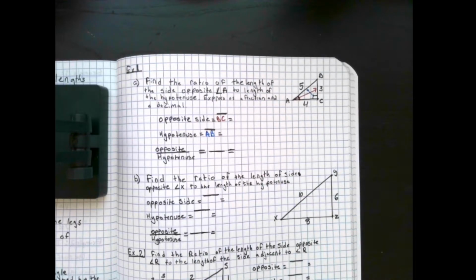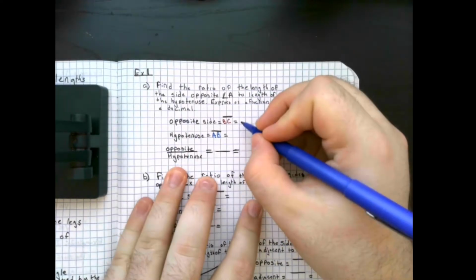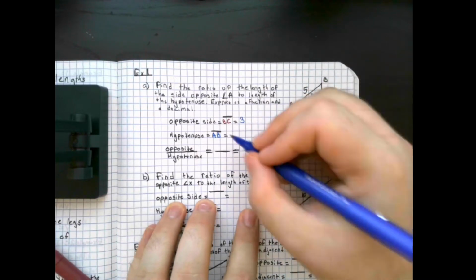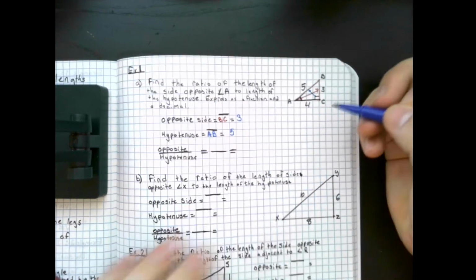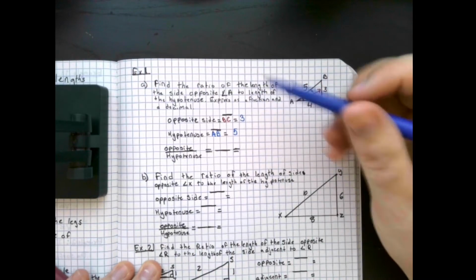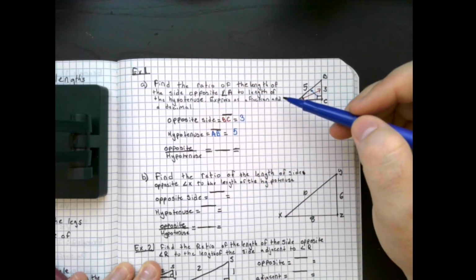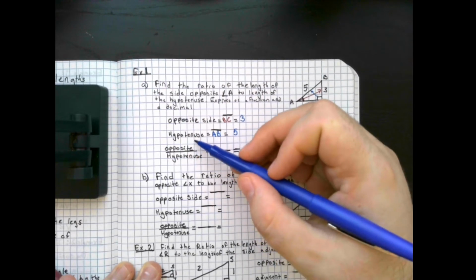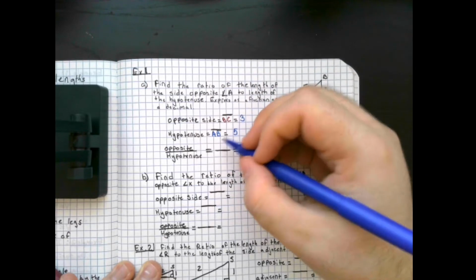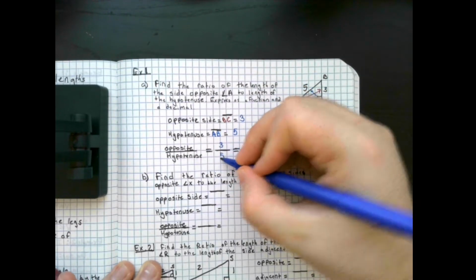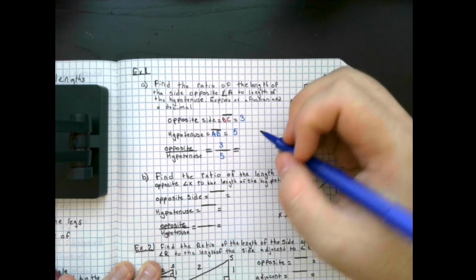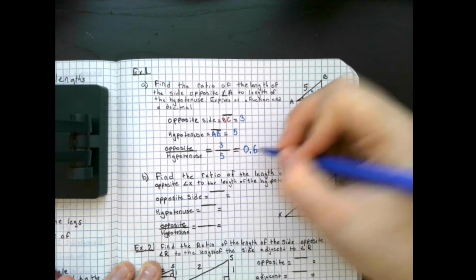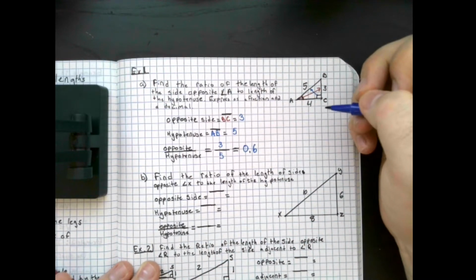So we have BC, which the problem gave us is 3 as the opposite side, and AB, which the problem gives us is 5 as the hypotenuse. And we're asked to express the ratio of the opposite to the hypotenuse as a fraction and a decimal. Now, the opposite to the hypotenuse means opposite over hypotenuse. So we're going to put 3 over 5. Now, this is a fraction. And as a decimal, 3/5 is 0.6. So now that's a decimal and a fraction.